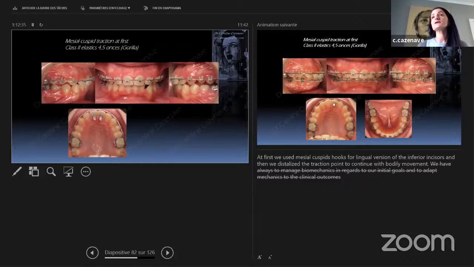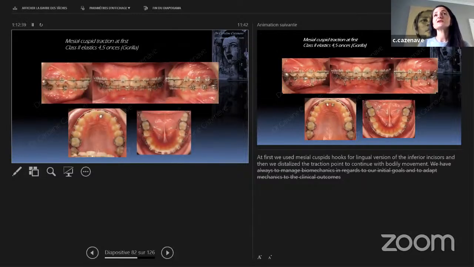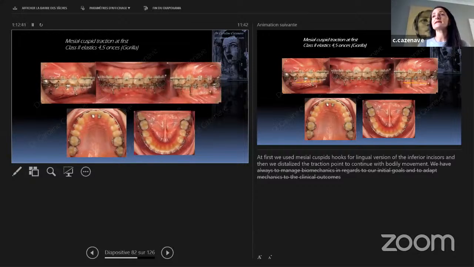At first, we use mesial cuspid hooks, and then we use mesial cuspid hooks for lingual version of the inferior incisors. And then we distalize the traction point to continue with bodily movement.